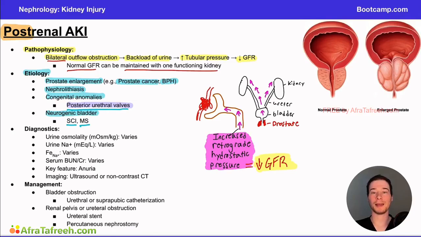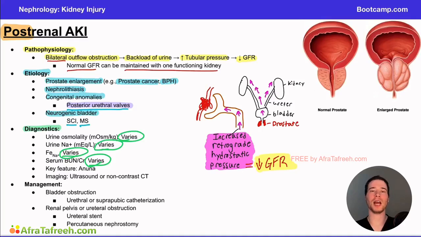Now, when we talk about the diagnostics, we want to focus on the similar labs that we've been using to distinguish our other types of AKI. We talked about findings we would see in a pre-renal acute kidney injury, an intrarenal acute kidney injury, and now we're going to talk about the post-renal acute kidney injury. Now, it's very tricky because if you look here, you see a variety of our typical conditions such as urine osmolality, urine sodium, fractional excretion of sodium, and serum BUN to creatinine ratio have been listed as varies.